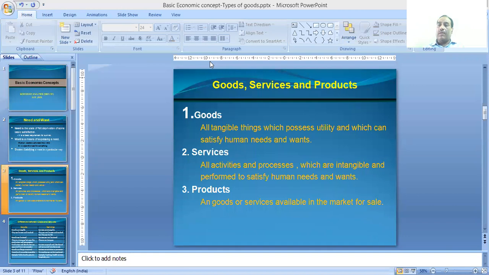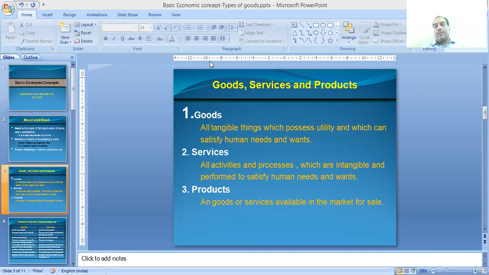Then another form is services. All activities and processes which are intangible but performed to satisfy human needs and wants are services. So there is a difference between needs and wants. I will explain it in detail in the next slides. So please note it down that services are intangible. Intangible means which can't be touched, which can't be felt.